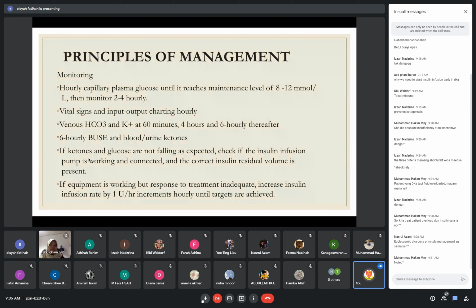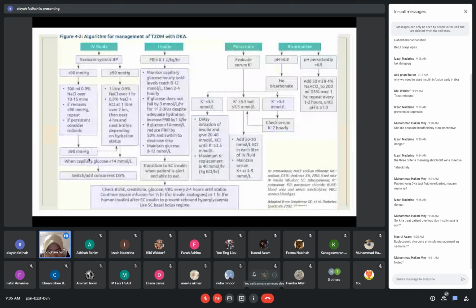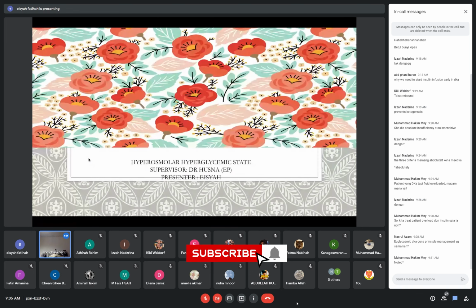Okay. Serah balik kepada Husna. Ada soalan lagi? Ada soalan lagi ke? Ke nak pergi next dah?